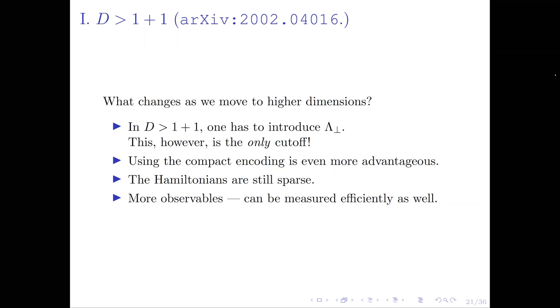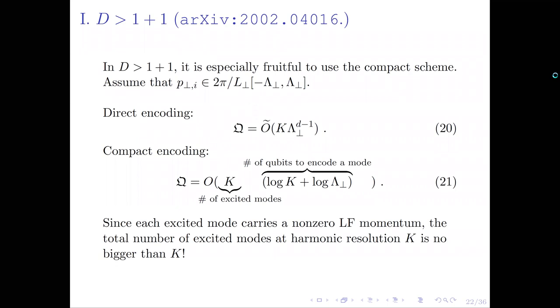More good news now. Using compact encoding turns out to be even more advantageous, and this I'll mention on my next slide. The Hamiltonians are still extremely sparse in theories like QCD in 3 plus 1. And of course, you have a lot more observables, but those can be measured efficiently as well.